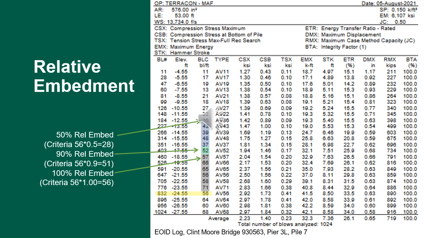So we are reducing our criteria a bit, and it's going to increase the relative embedment of the tip and of the pile. And you can take this concept and keep going further and further. Here I also demonstrated the 50%. If we take 50% of that 56, we can go all the way up to an elevation of negative 12.5, which would be our new relative embedment, all the way from that base of about 25 to about 12-ish.